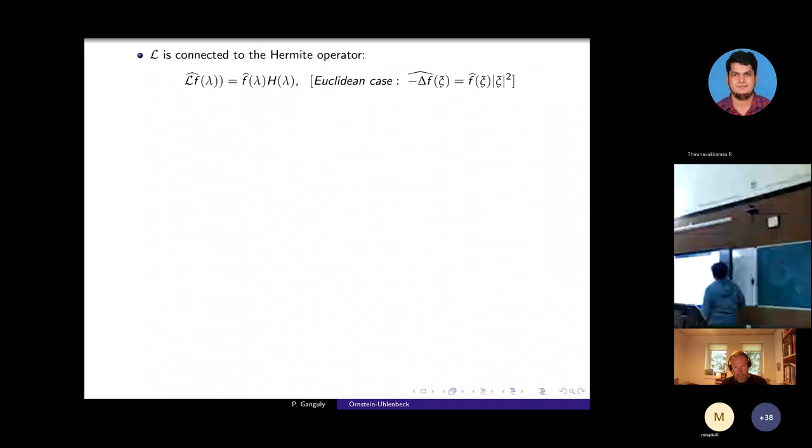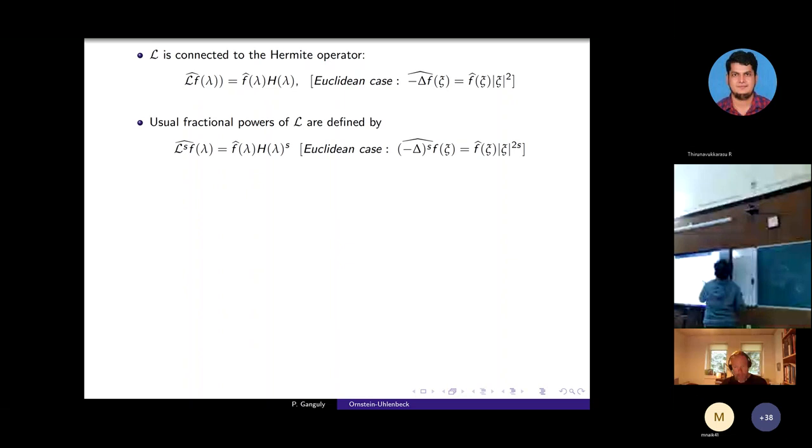Now the usual fractional power of the sub-Laplacian is defined like this. Just as in the Euclidean case, where we can simply put 2s here, we can define the fractional power using the Fourier transform. In the Heisenberg setting also, we can define the usual fractional power like this, where the Fourier transform of f is multiplied with H_lambda to the power s, and H_lambda to the power s is the usual power that we have already defined.